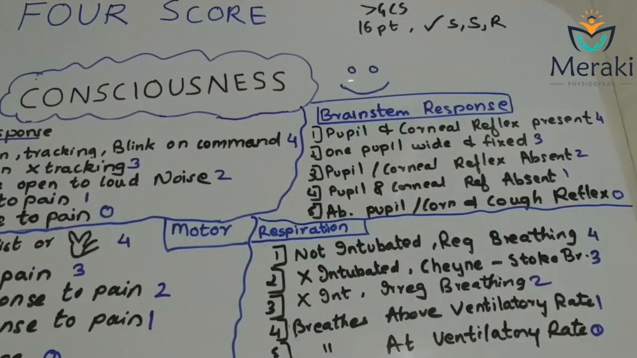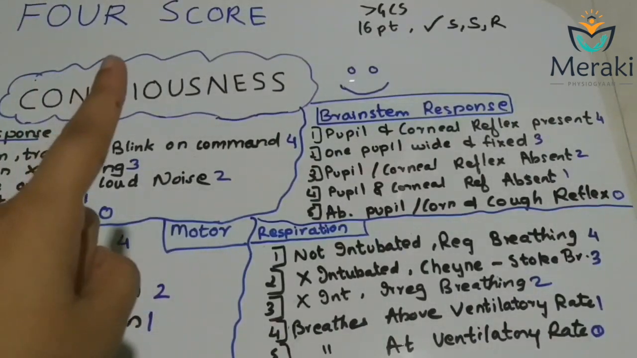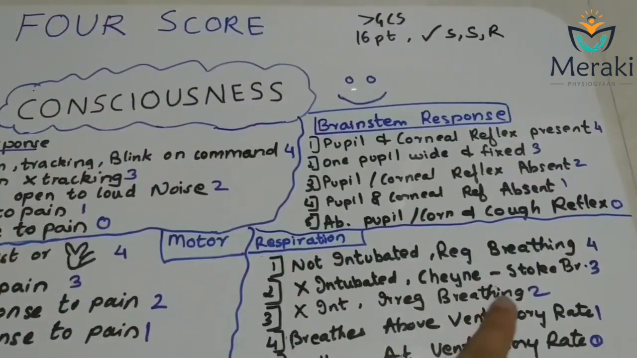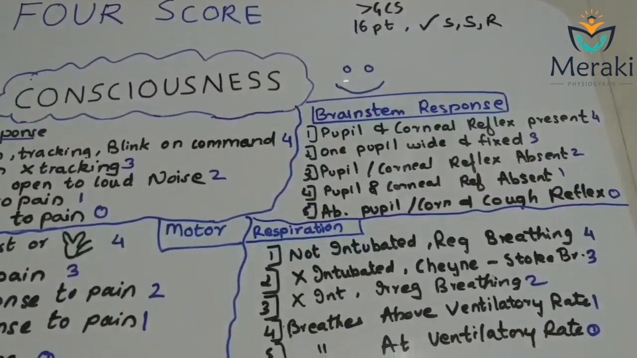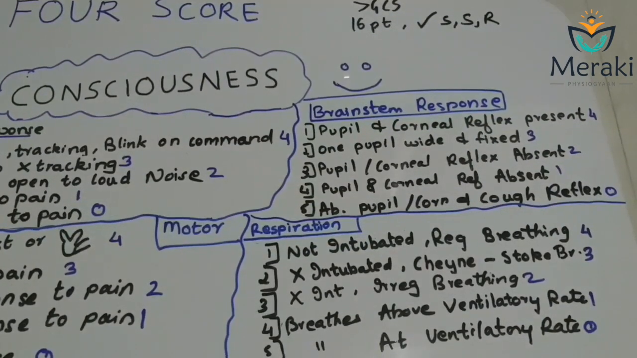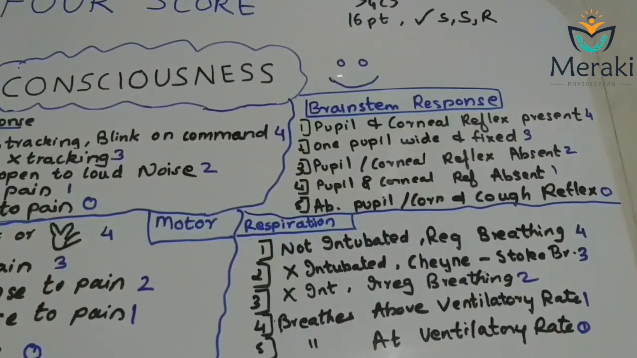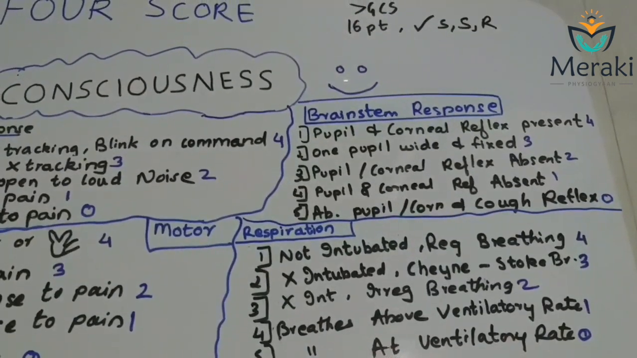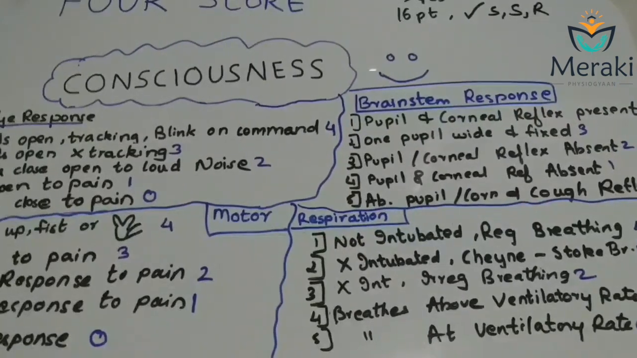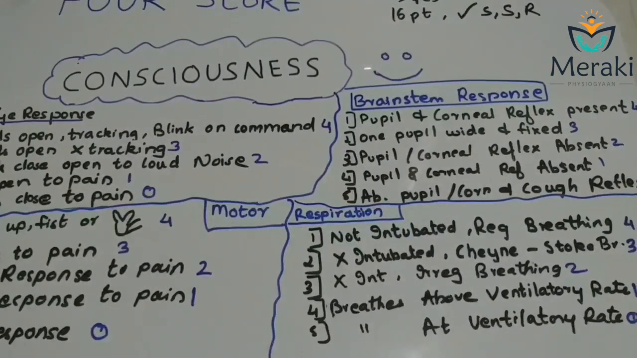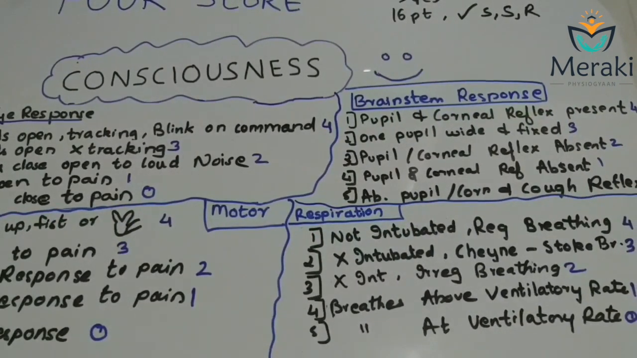If there is intubated and irregular, one fast, one slow, one fast, one slow, then it is scored as 2. If you're ventilated and you're breathing above the ventilator, you're scored 1. And if you're breathing at or below the ventilatory rate, you're scored as 0. So this is a very good scale to look upon and is now widely used.